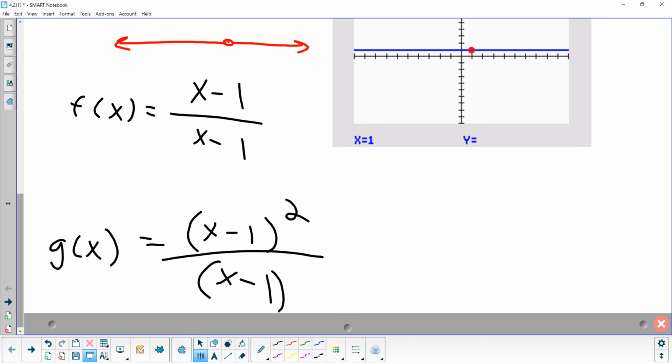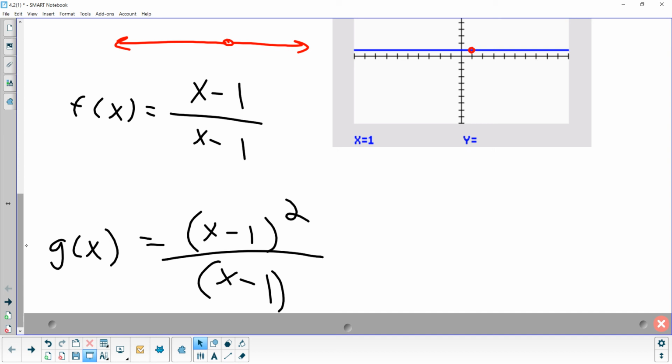All right. How about this one? What value are you not allowed to plug in here? 1 again. Is it going to be a hole or a vertical asymptote? I think it's going to be the same thing, because if you plug in 1 for x, it'll be 1 minus 1, 0 squared, 0. So it's going to be a hole, but I'm not clear on why again. Why is it going to be a hole and not an asymptote? If we plug in 1 for x, it's 0, and 0 squared is the same thing, 0. Doesn't have to do with plugging a number in.